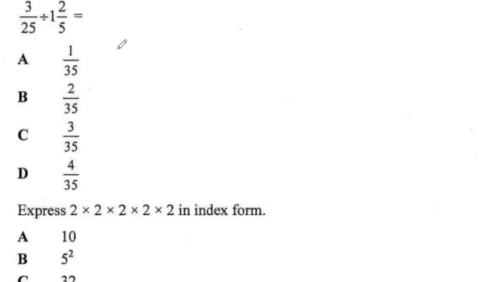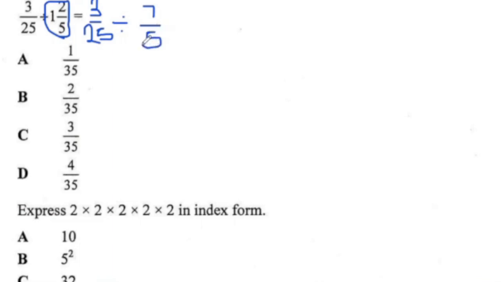Okay, so question 35, we're going to solve this one. First, I'm going to convert this mixed fraction into an improper fraction. That means I'm going to rewrite 3 over 25, then divide by this. So we're going to have 5 times 1, it will be 5, plus 2, it will be 7. So we're going to have something like 7 over 5.